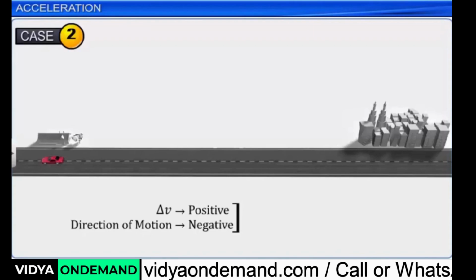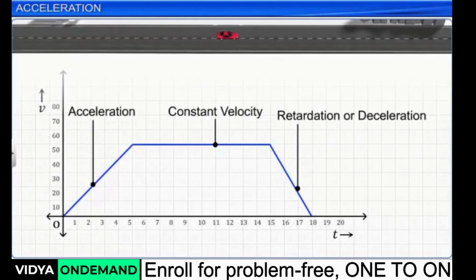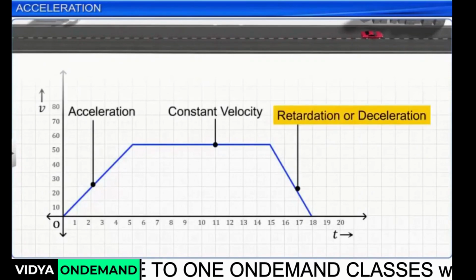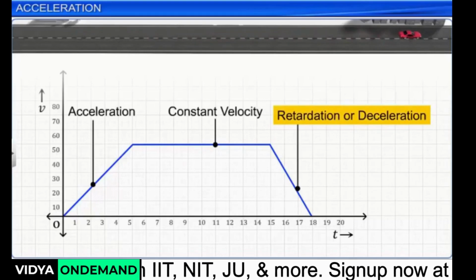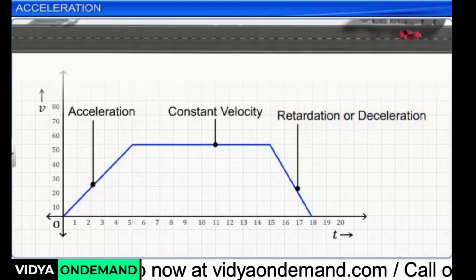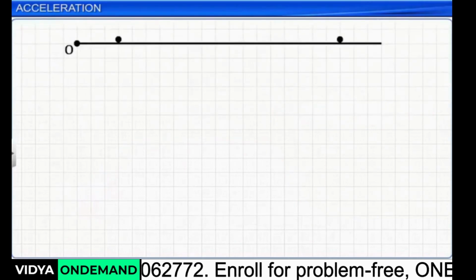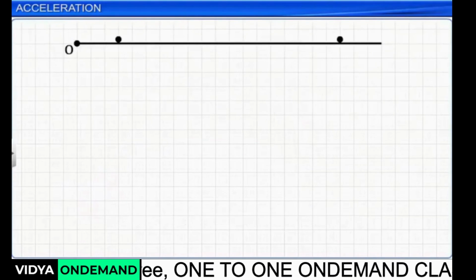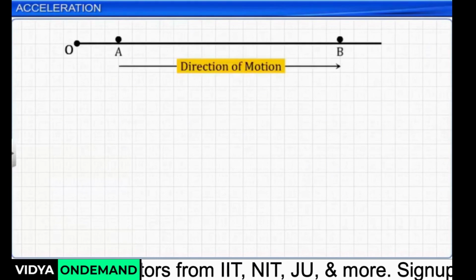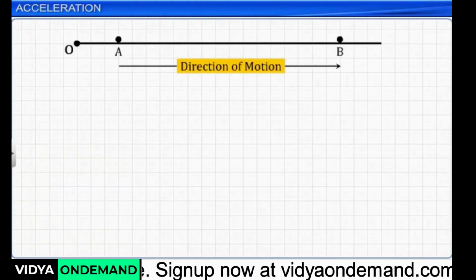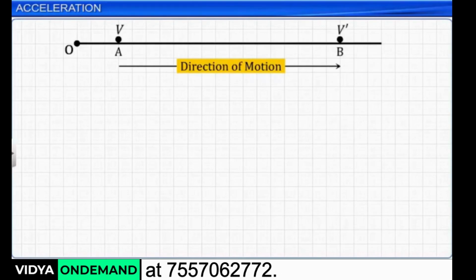To decide whether acceleration is positive or negative, the terms retardation or deceleration are confusing while solving problems. Here is an easy way to get the sign convention for acceleration right. In the 4 cases we have just studied with respect to points A and B between which the body traverses, let us fix the velocities of the body at these points as v at A and v dash at B. The 4 cases are tabulated.